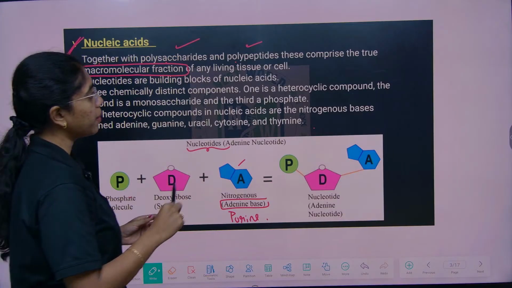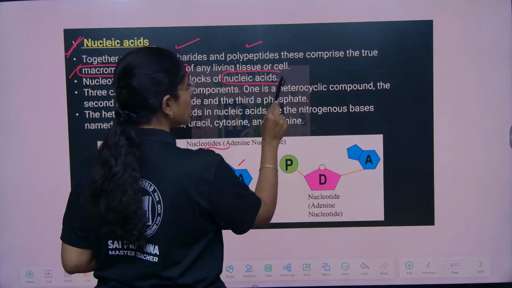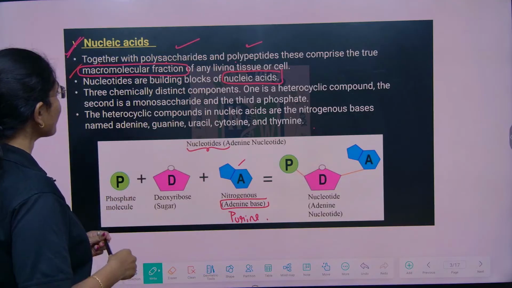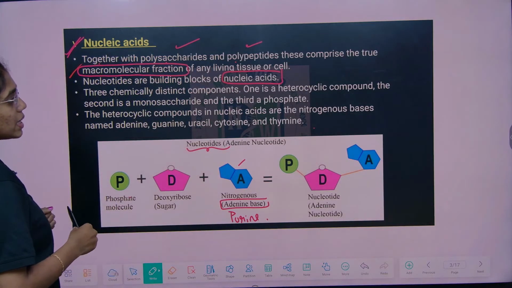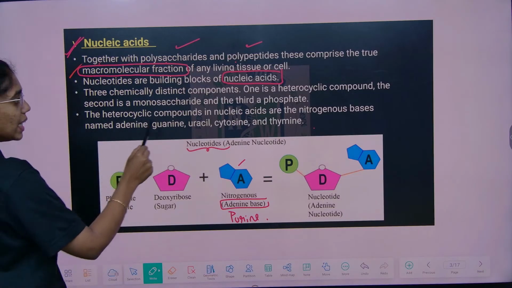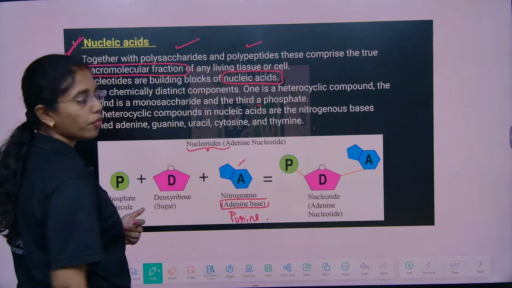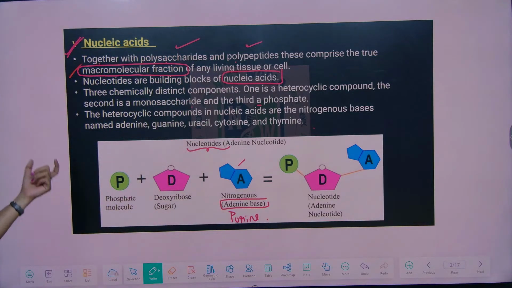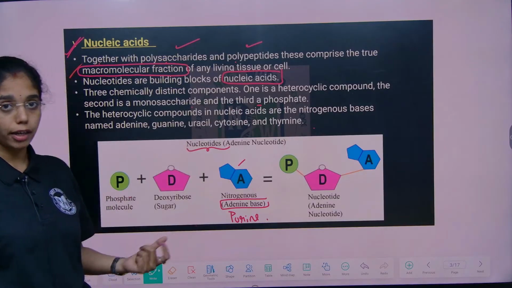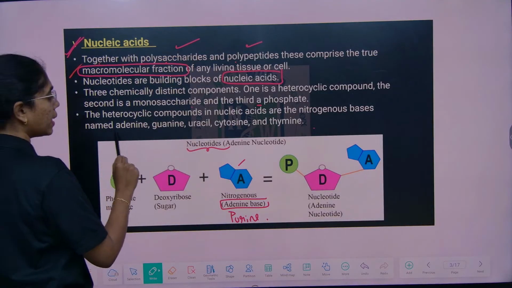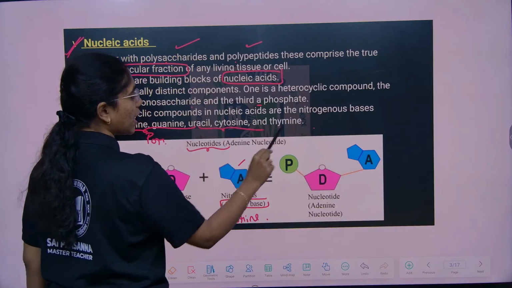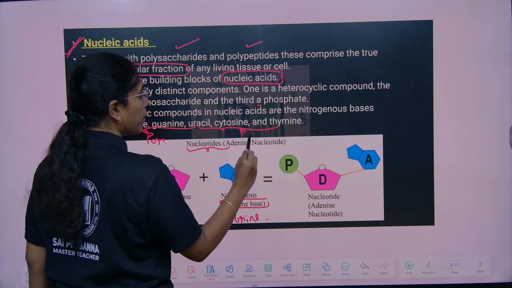Nucleotides are the building blocks of nucleic acids, and just now we have seen a single nucleotide is composed of three chemically distinct components. One is a heterocyclic compound, the second is a monosaccharide, and third is phosphate group. The heterocyclic compounds in nucleic acids are nitrogen bases. They can be adenine and guanine, which are purines, and uracil, cytosine and thymine, which are pyrimidines.